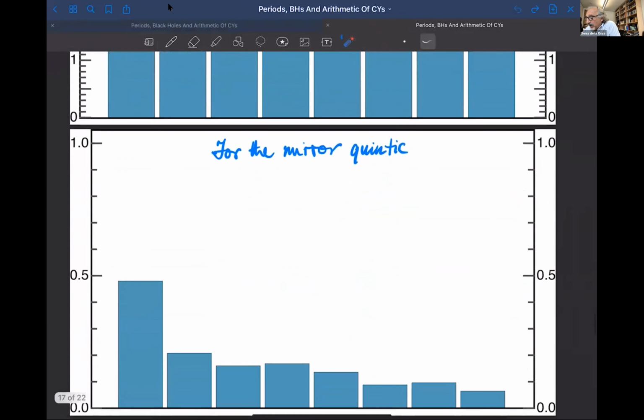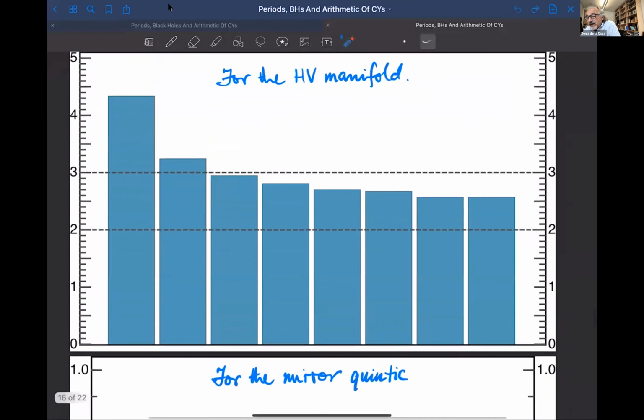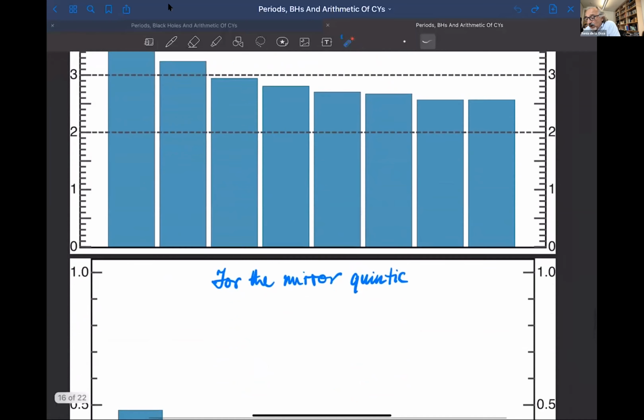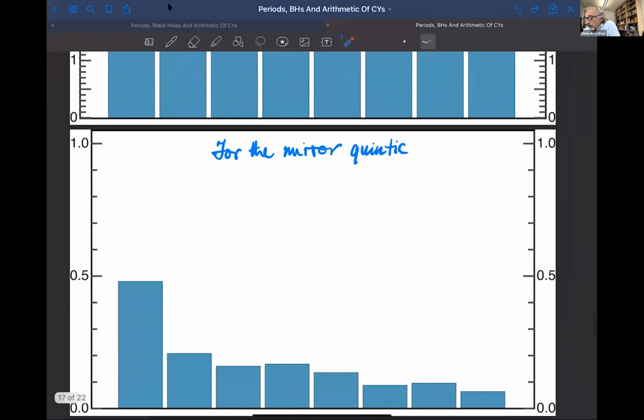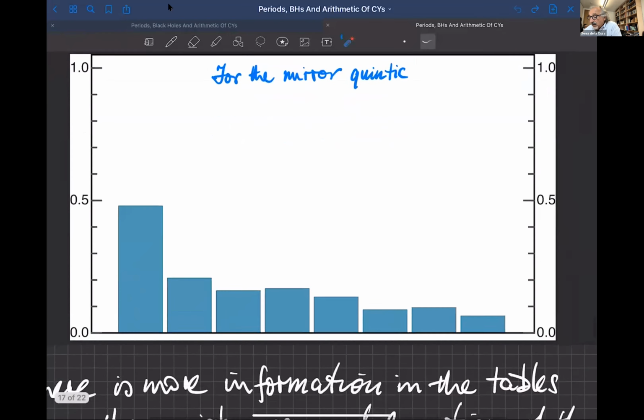For the mirror quintic, by the way, here's the same graph. Notice that the vertical axis is very different. This goes from 0 to 1 instead of 0 to 5. And it's fairly clear that for 1,000 primes the bars are tending to 0. So unless you're a super optimist, you shouldn't search for attractor points of rank 2 in the mirror quintic because there probably aren't any.